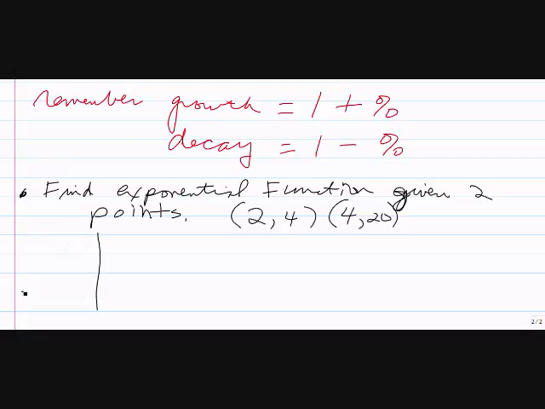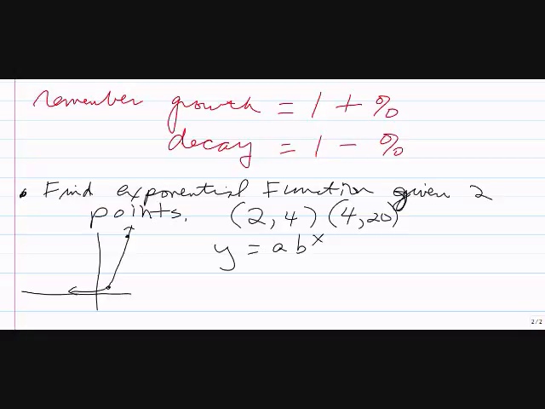So if I think of what we're looking at here, we've got (2, 4), (4, 20). We're looking at an increasing exponential function. Okay. I'm going to use my y equals a times b to the x format, and I'm going to substitute in the x and the y. I'm going to do it twice, once for each point, and then I'll have equations that I can solve for a and b. This one is kind of a little tricky one.